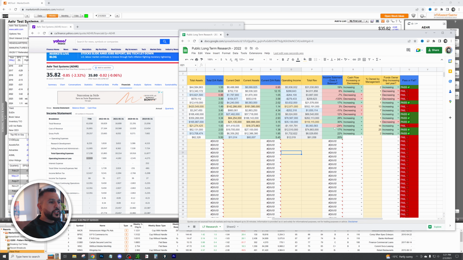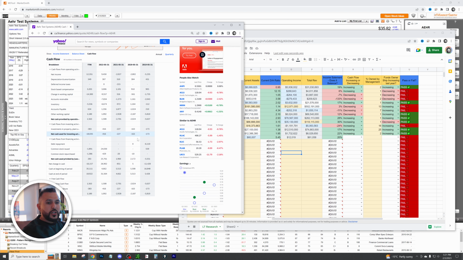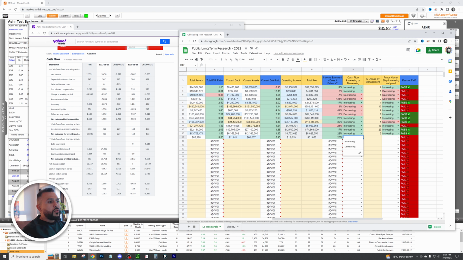Now the next thing we want to look at is whether cash flow is increasing or decreasing. We're going to jump into the cash flow tab here and take a look. It does look like they've gone from negative 5,000 to negative 2,000 to negative 2,098, 1,000, and 1,100. So I would say, based on the information we're given here on Yahoo Finance, this is increasing.